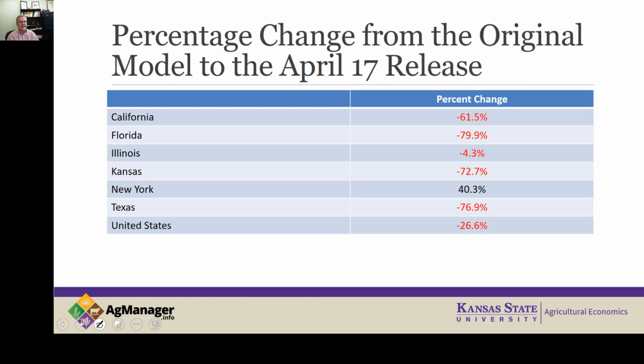And this slide here basically gives that percentage change from the original model to the most recent model. In terms of the cumulative death, it has dropped by 62% for California, 80% in Florida, 4% in Illinois, 73% in Kansas. It has increased 40% in New York, dropped 77% in Texas, and for the United States as a whole, it's dropped 27%.